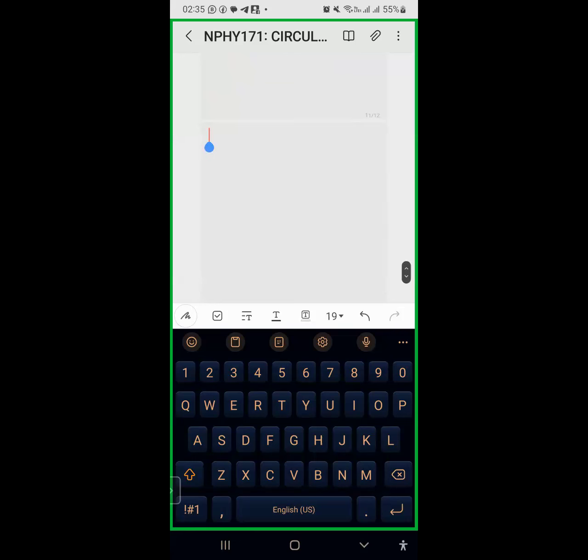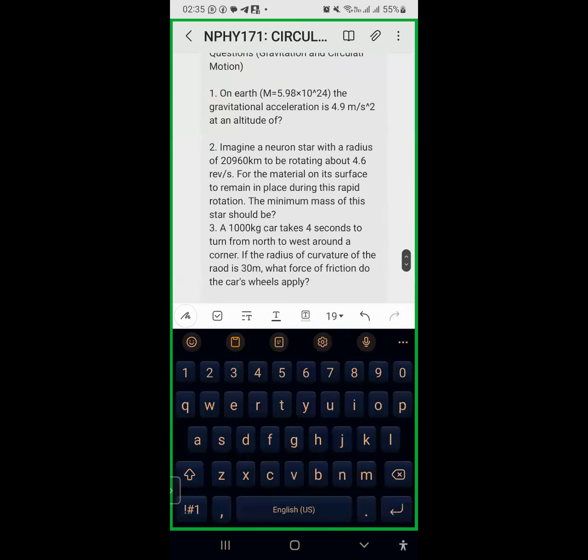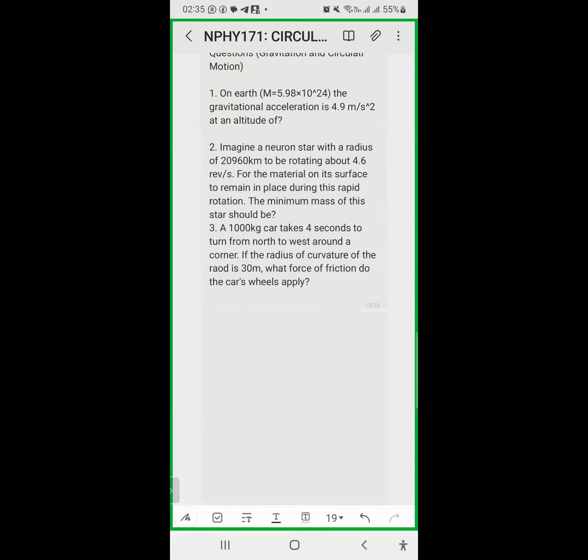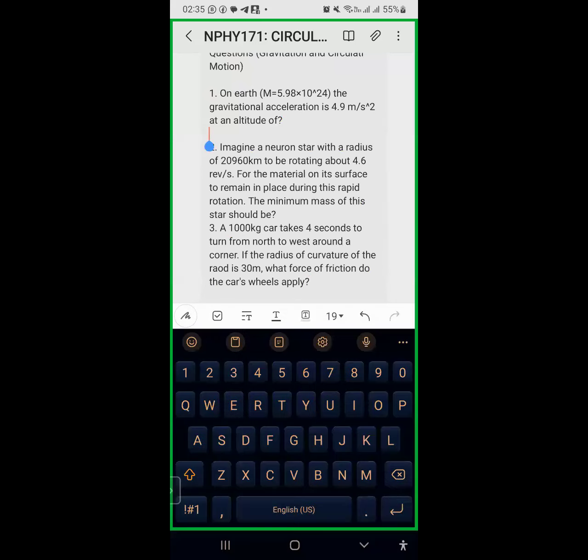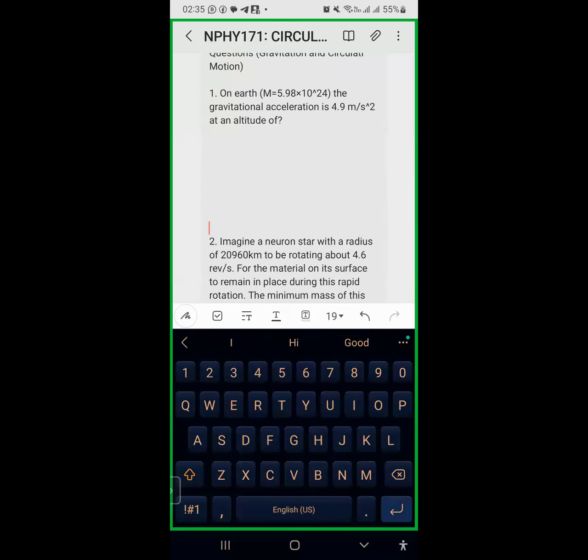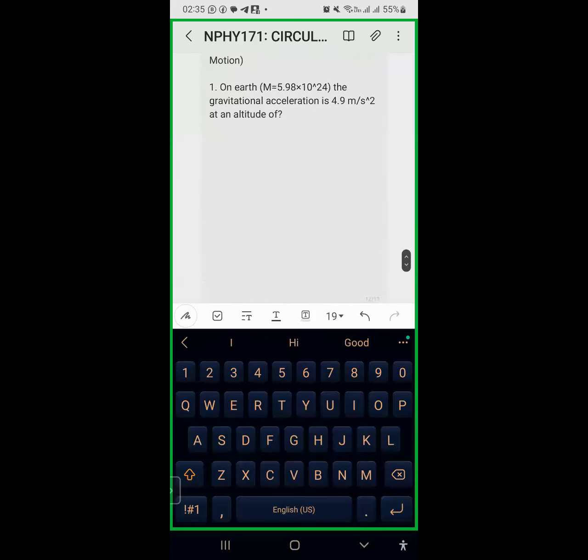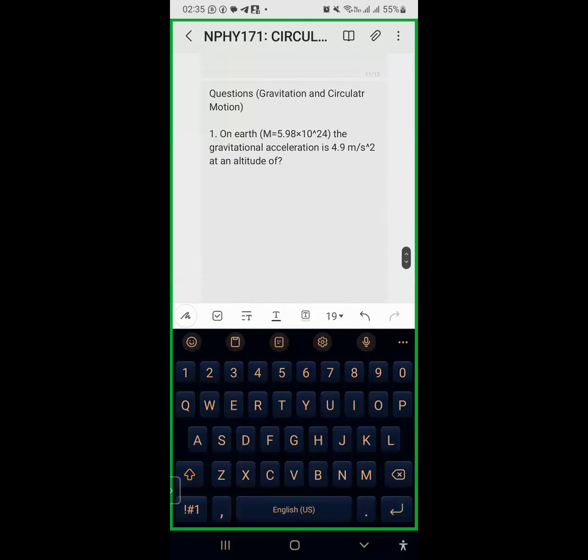Just take them from my clipboard here, and then questions on gravitational acceleration. So let me start with this one. This question says, on Earth, the mass is equal to 5.98 times 10 to the power 24. The gravitational acceleration is 4.9 meters per second squared at an altitude of. So now we have to find the altitude.